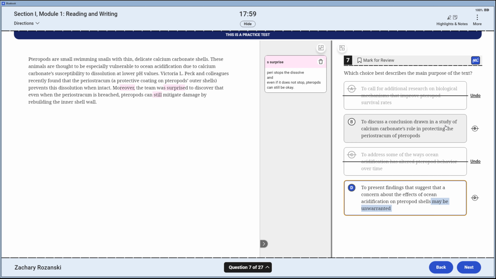To discuss a conclusion drawn in a study of the role in protecting the periostracum. No. The periostracum protects this. I'm going to read a little bit more.